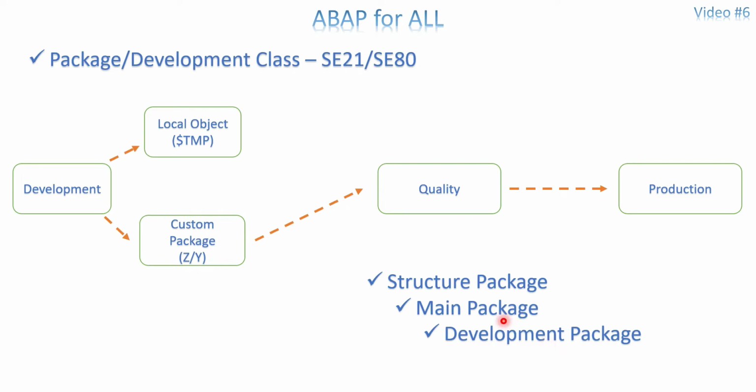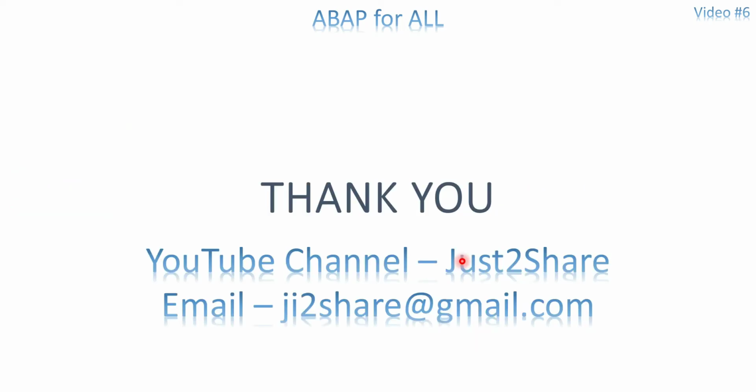As I mentioned, in 90% of cases we directly create development objects. Forget about these two. Create a package, put all the development objects in it, and move it to quality and production. Okay, but I will show you these three as well in the system. So hope you are able to understand this level. Yeah, let me go to the system.